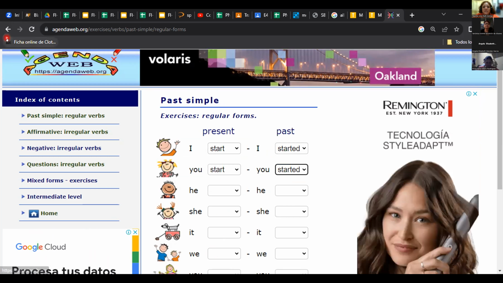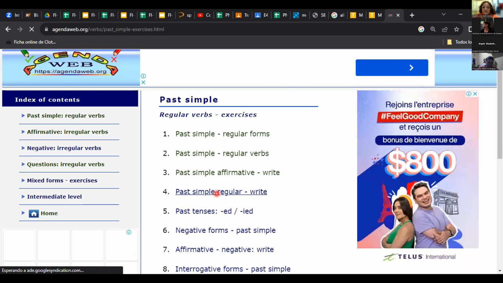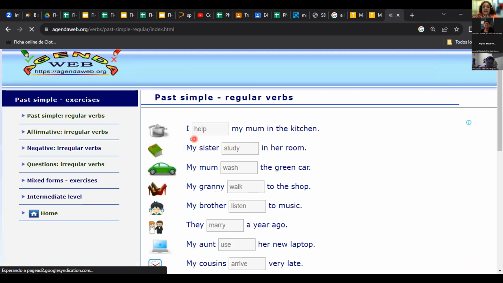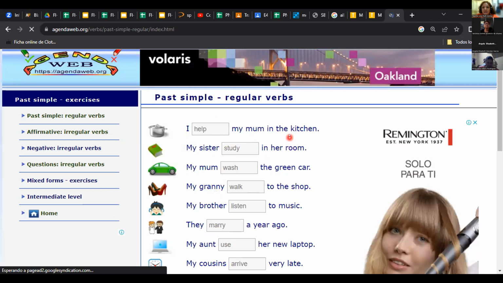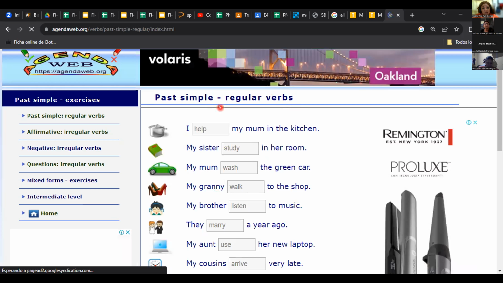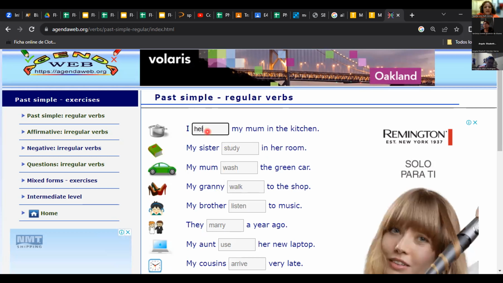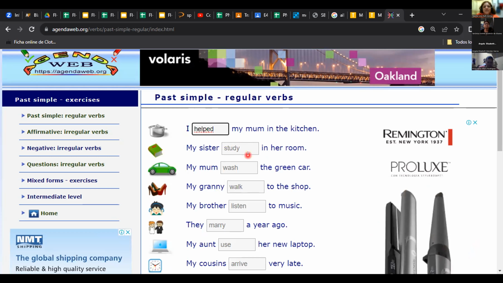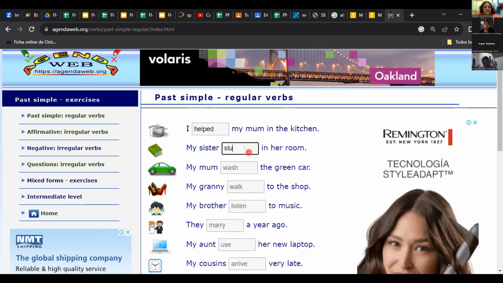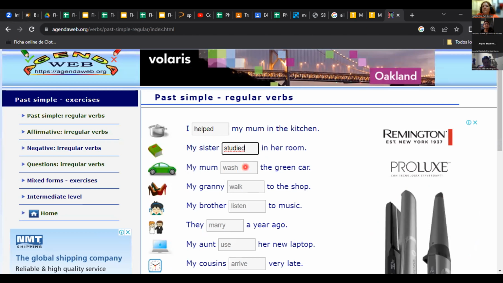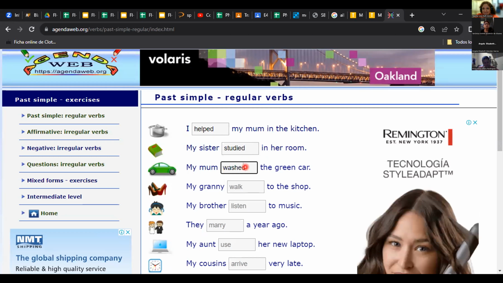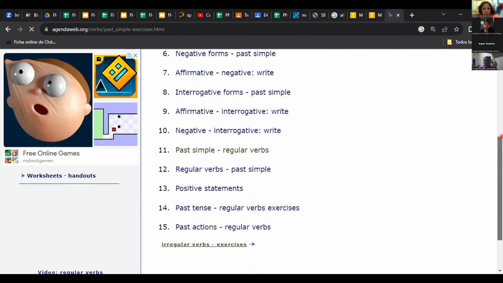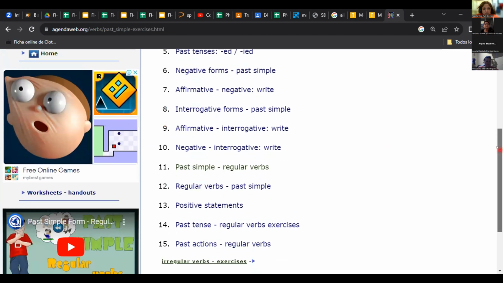Empezamos desde ejercicios bien basiquitos. Until exercises in which you have to type. For example, I help my mom in the kitchen. Como este ejercicio es regular, lo que voy a hacer yo, I help, so I helped. My sister studied. Ah, the simple past. My sister studied. My mom washed. Okay. And I think we also have a pronunciation. Give me a second if we have a listening. No, we don't have a listening exercise.